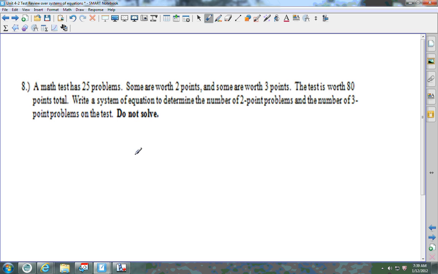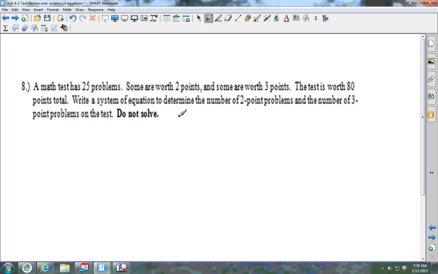Number 8. Now in this one, notice it says do not solve. It says a math test has 25 problems. Some are worth 2 points, some are worth 3 points. The test is worth 80 points total. Write a system of equations to determine the number of 2-point problems and the number of 3-point problems. Now you can use any letters you want.